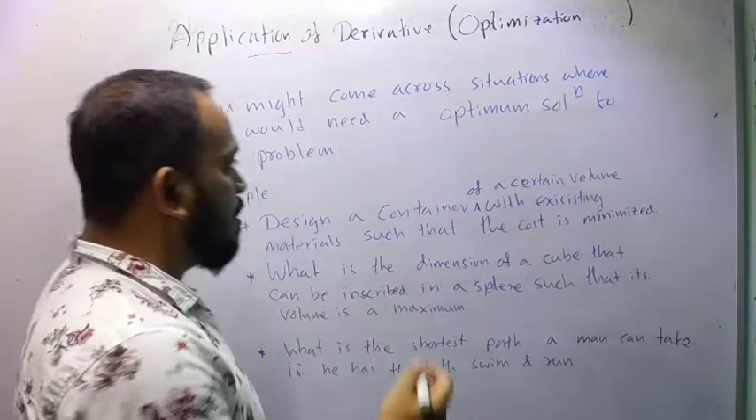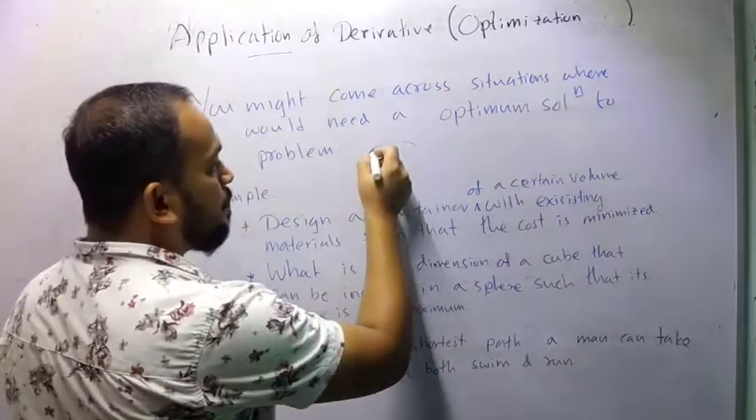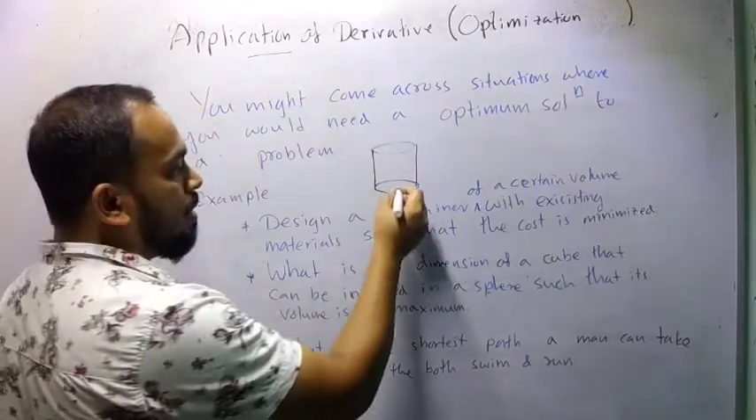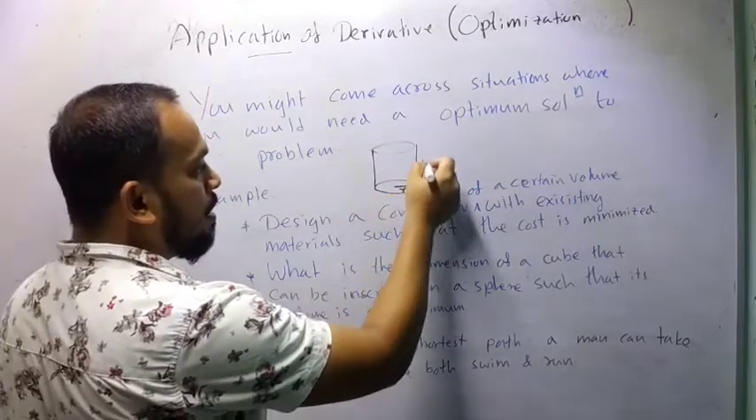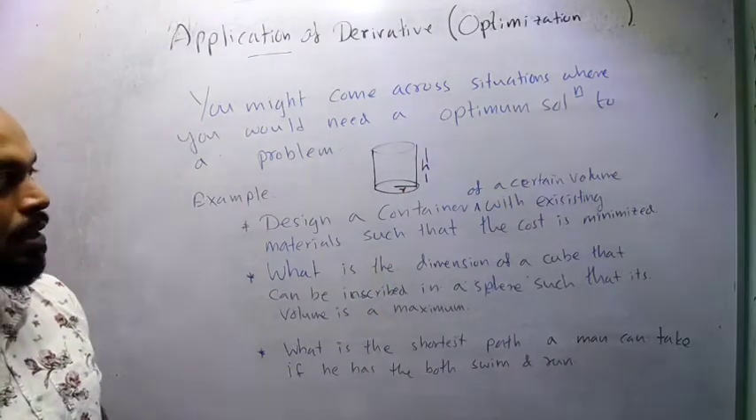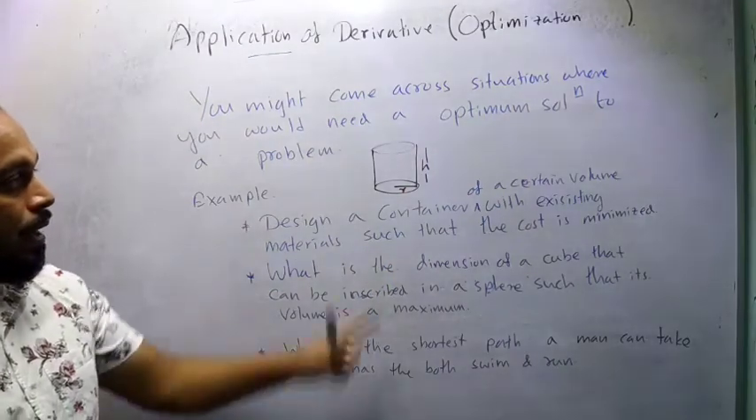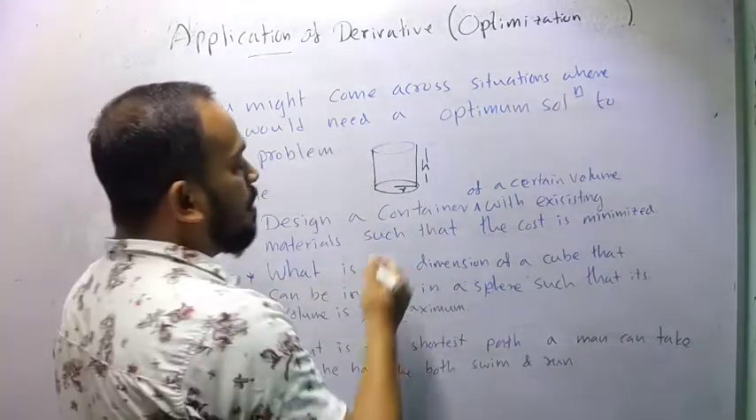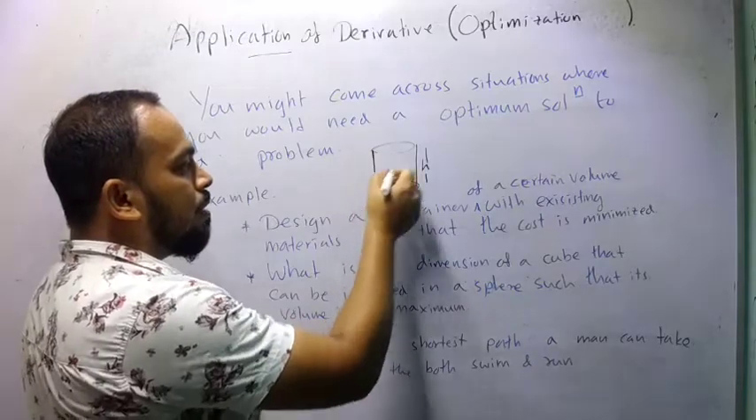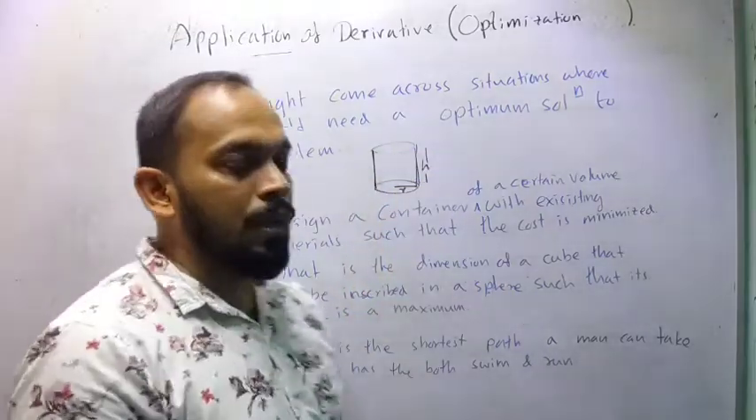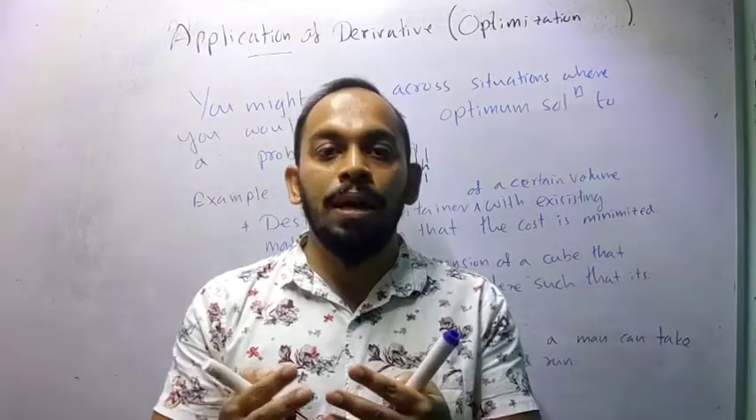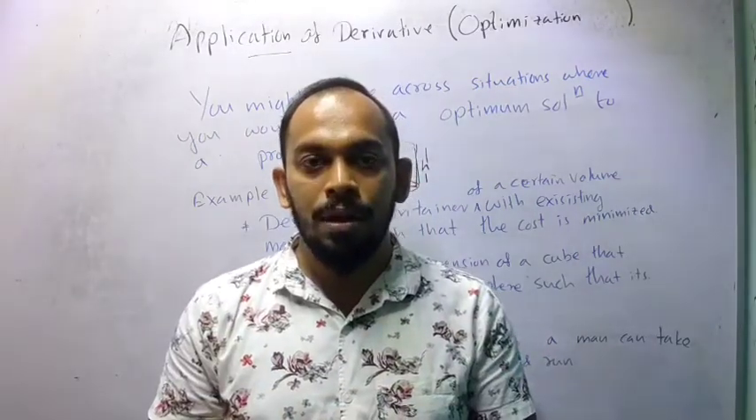Let's look at a cylindrical container here. For example, this is a container. You can see a cylindrical container. It has a radius and it has a height. It is a circular cylinder there. So I can design this container in any way I want. Suppose this wall of the container should be made with an expensive material.